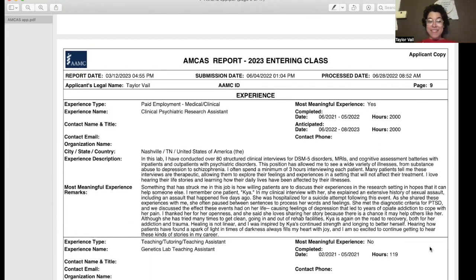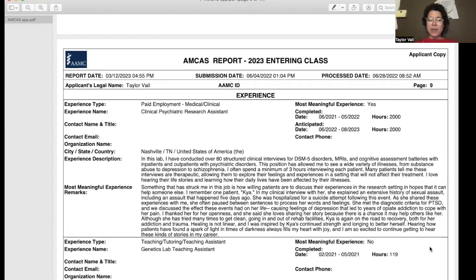Okay, this next activity is a clinical experience. This was also research that I did, but I highlighted more of the clinical aspect than the research aspect of it. So I really wanted to show impact through numbers for this one. So I said, I conducted over 80 interviews, MRIs, and cognitive assessment batteries. That way the reader knows, okay, she sat with 80 different patients and did all of these things on them. I saw a wide variety of illnesses from substance abuse to depression to schizophrenia.